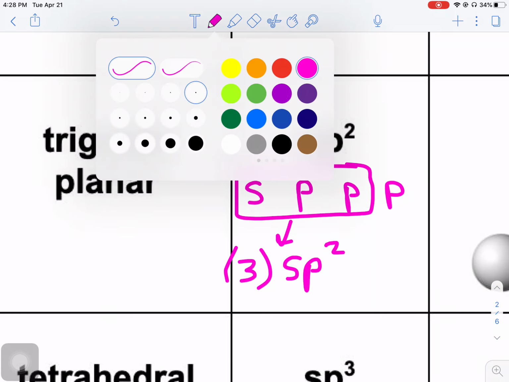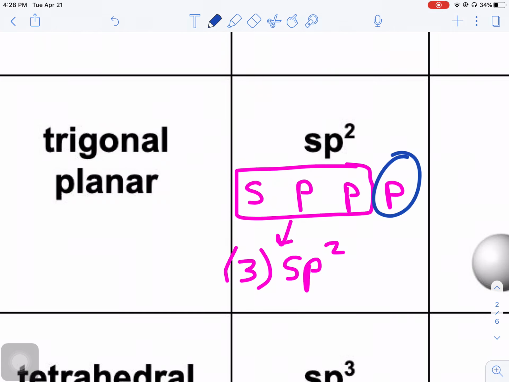Now, on a side note, I don't think I mentioned this the other day. You have this p orbital, and this p orbital is unhybridized, okay? So three of those orbitals do become hybridized, forming three new orbitals, three sp2 hybrids, and one of those valence orbitals is unhybridized, okay? And let's go ahead and just, I'm going to do formaldehyde.